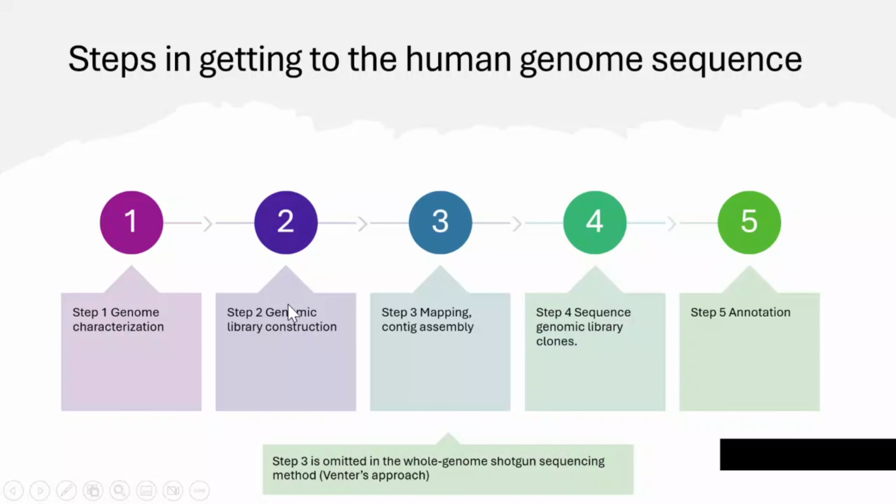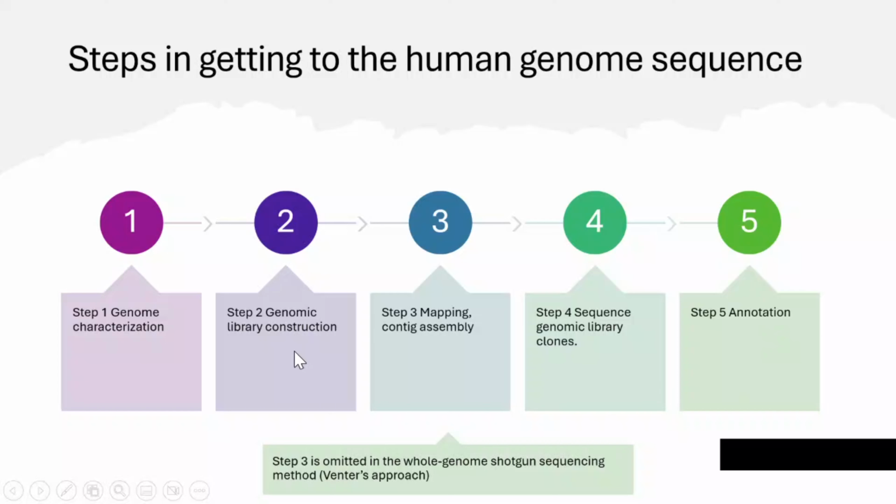You have to construct the libraries, same thing as yeast. Map them using contig assembly, as we saw in the yeast example. Sequence the contigs, and then annotate them, right? And this is the hardest part. Annotation requires a lot of functional studies, so you'll talk a lot about annotation in your functional genomics class if you're taking it. If not, I'll be briefly going over it, but it's the idea of assigning function to a gene based on sequence.